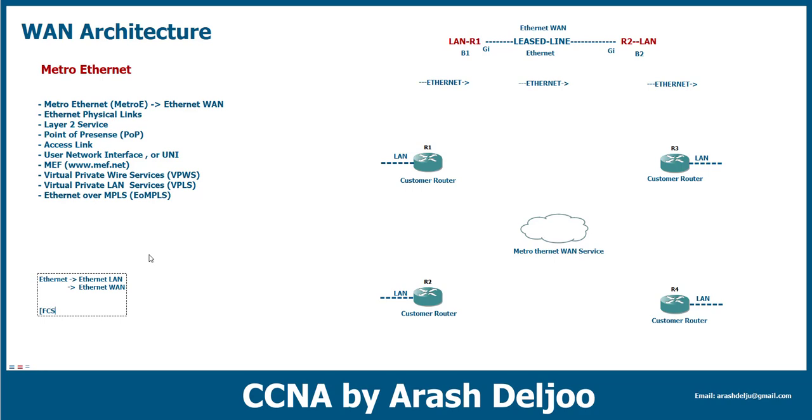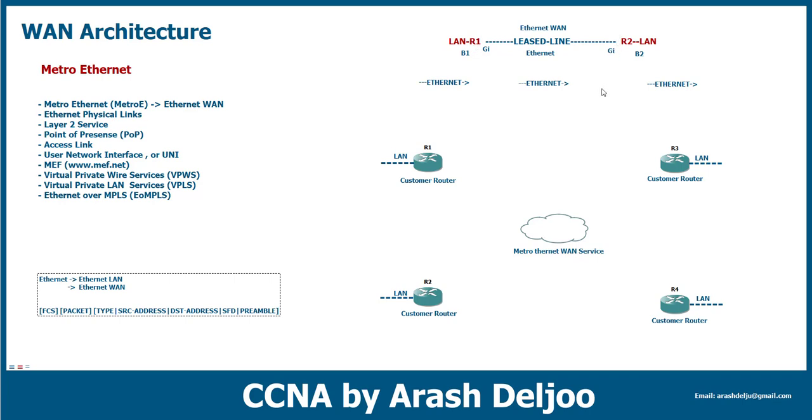First, the FCS as the Ethernet trailer, and after that we have the packet, and then the type, and then the source address or source MAC. After that, the destination address or destination MAC, and then the SFD, and then the preamble. This means that about the frame, we don't have any difference between Ethernet LAN and Ethernet WAN. But the question is how we can implement Ethernet between router 1 and router 2.